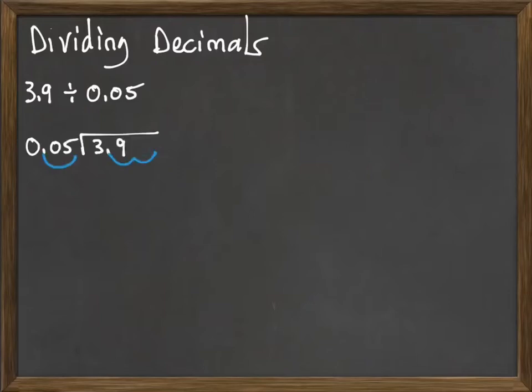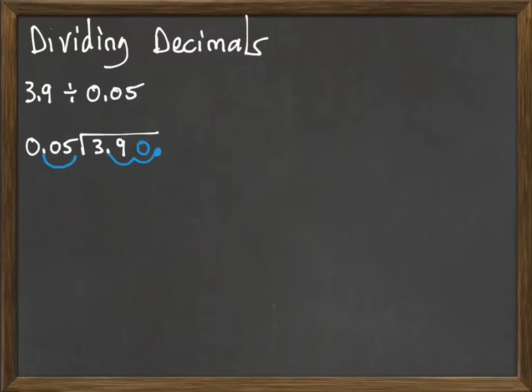I got a little ahead of myself here. We can't divide by a decimal, 0.05, so we need to move the decimal point however many places it takes to make that a whole number. And then however many places we move that decimal place, we need to move the one on the inside. So in this case, that will make it into a 390. And then the decimal point will carry directly above that number.